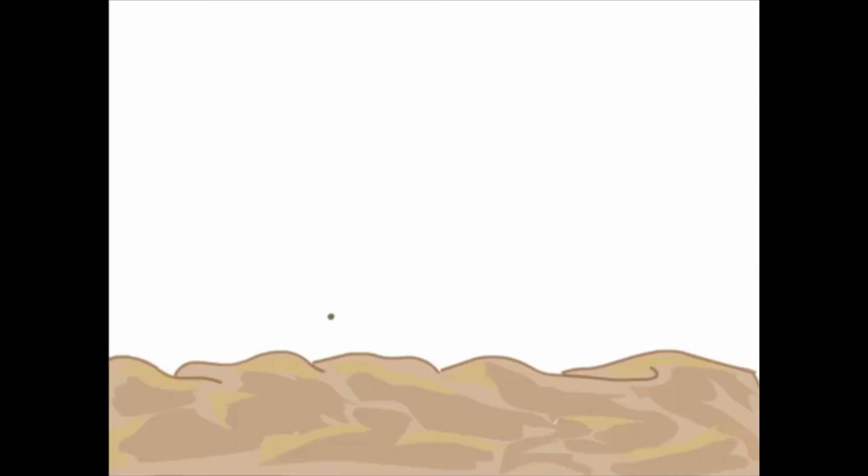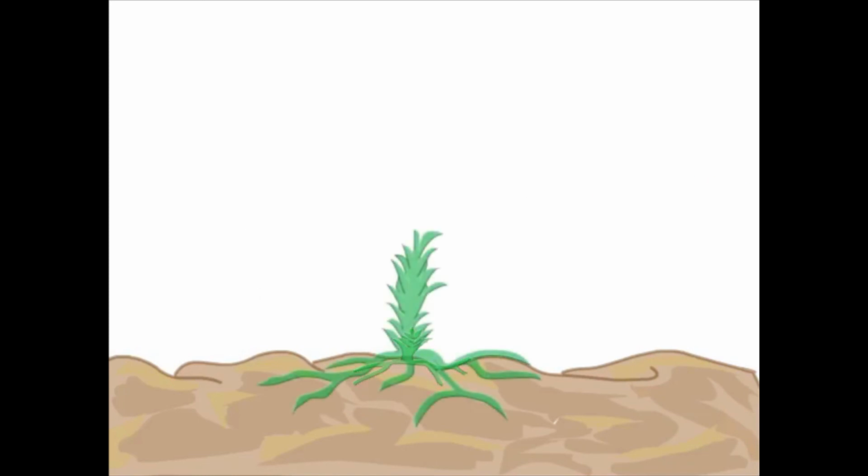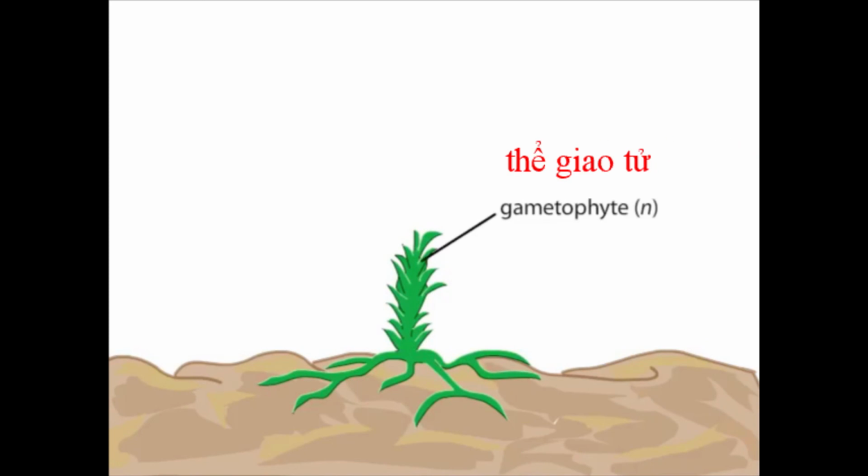A spore that lands on moist ground will germinate, producing a filamentous elongating structure called a protonema. This protonema gives rise to buds, which in turn develop into the next haploid gametophyte generation. The gametophytes in this generation will mate and continue the alternation of generations.